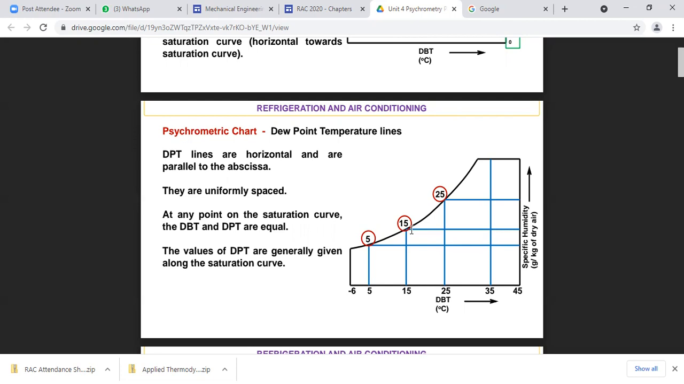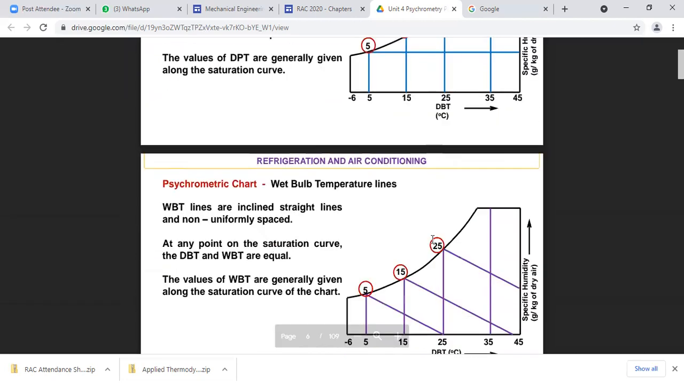As air is cooled, relative humidity increases. If the temperature is lowered sufficiently, a point will be reached at which relative humidity is 100%, or the air is fully saturated. The temperature at which the given water vapor saturates the air is called the dew point temperature.